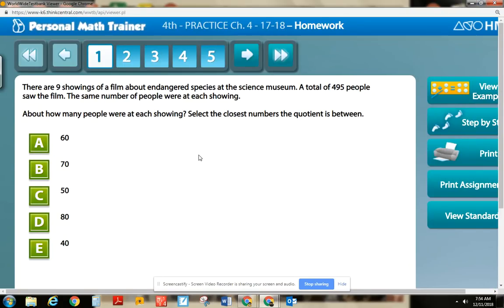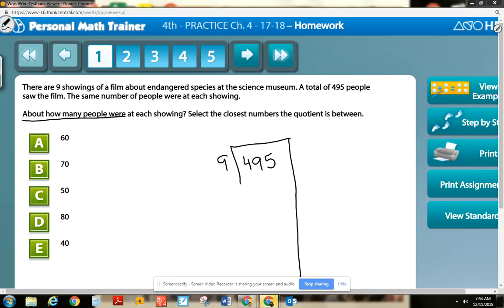So let's review really quick the first 11 problems. All right, this first problem, we are going to be dividing 9 and 495. So remember, we're going to divide like we have been. Then you're going to get your quotient. But remember, this problem is about how many people are at each show. So select the closest numbers that the quotient is in between. So you'll get your answer here, then go ahead and select the closest numbers that it's in between.